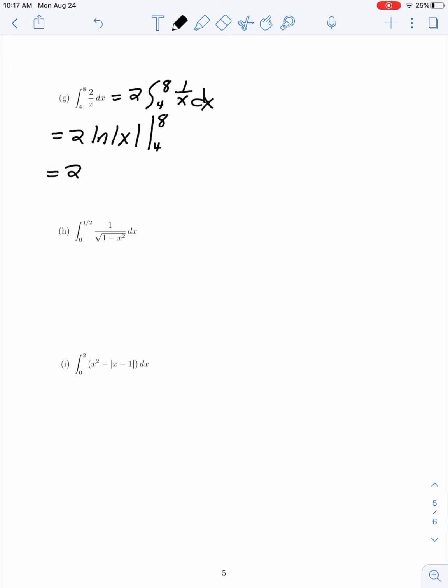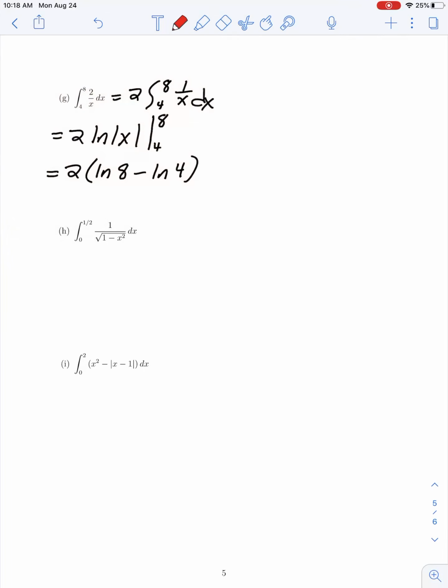We have a constant 2, and then we're multiplying by the natural log of, when we substitute 8 in for x, we have the natural log of 8, minus the value that we get when we substitute in 4. So we have the natural log of 4. So this would be the value of our definite integral, but if we want to simplify a bit, we can simplify this down to a single logarithm by making use of properties of logarithms.